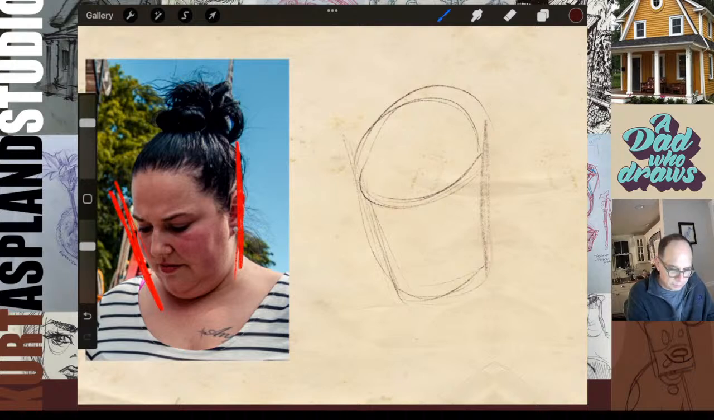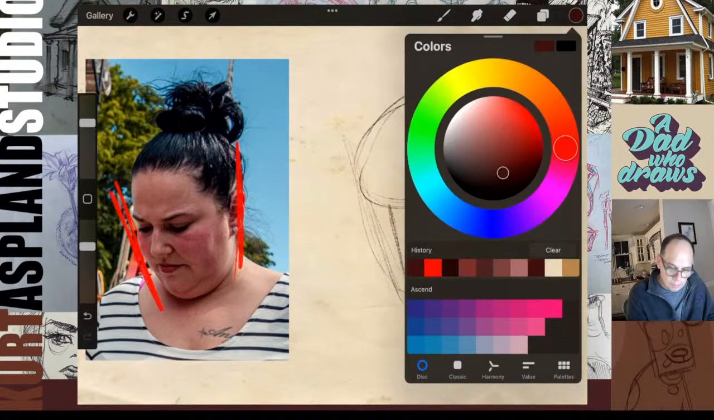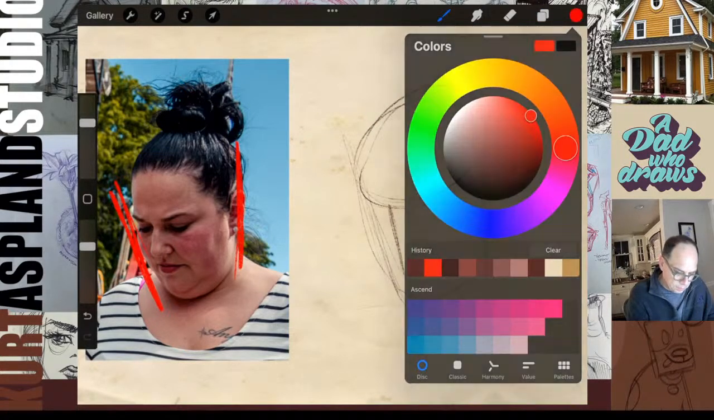Okay, let's go ahead and get her center line in. And I can see her center line is going to be right about there. That's going to give me that T. And then I want to find her temple. And let's see, her temple's going to be right about there.